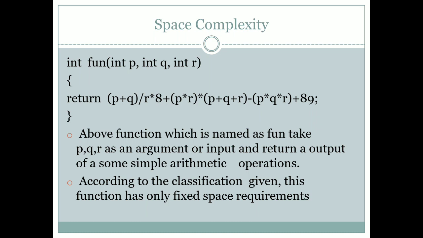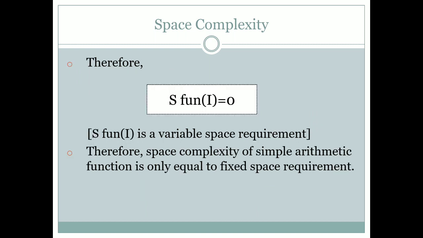Here we are not using any loops, so according to the classification, this function will generate only a fixed part. In this function there is nothing variable. So for this function's space complexity, we can consider only the fixed part. So our variable part will be 0 here. Here we have denoted it as Sp(instance) is equal to 0. Why? Because in this function we don't have any variable part.